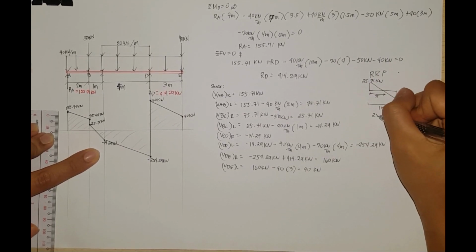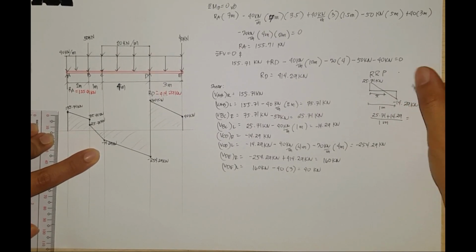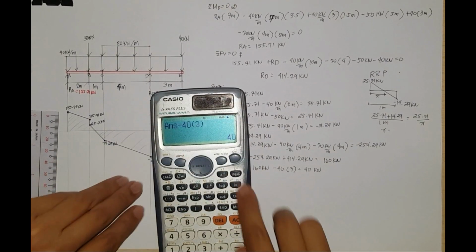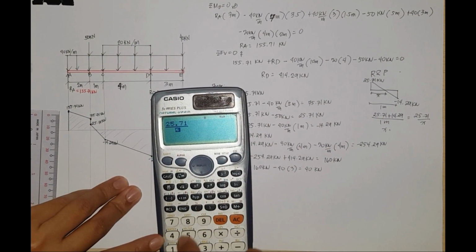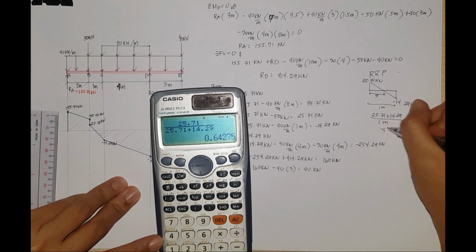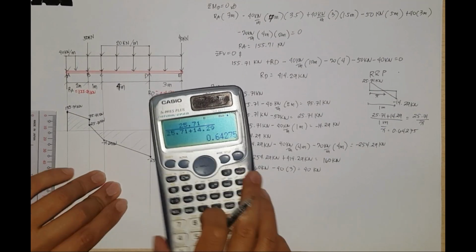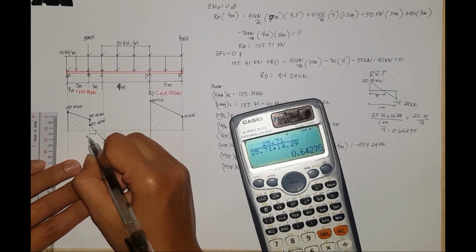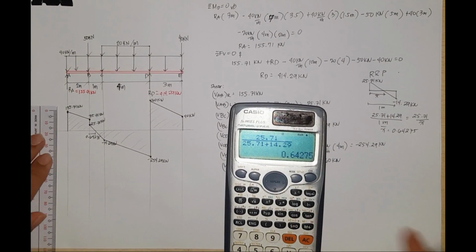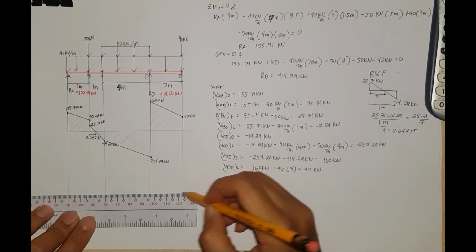So we have 25.71 plus 14.29 all over 1 meter is equal to 25.71 all over X. So our X is equal to 0.64275. So, our x bar is equal to 0.64275. So, let us proceed to the moment diagram.